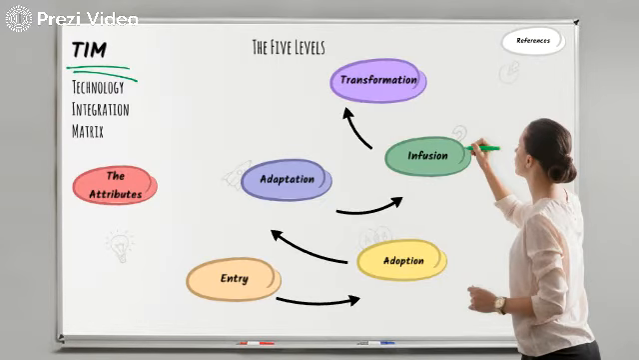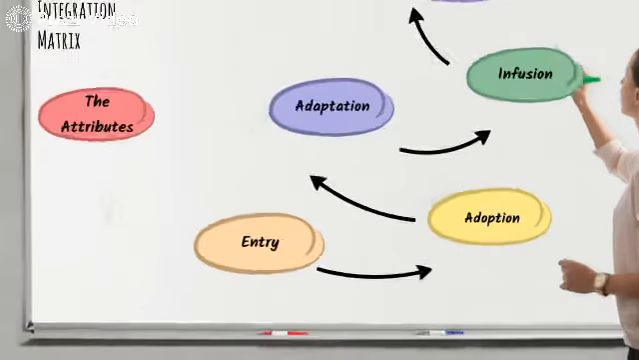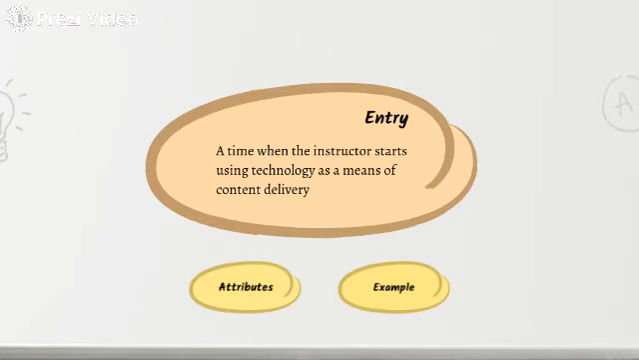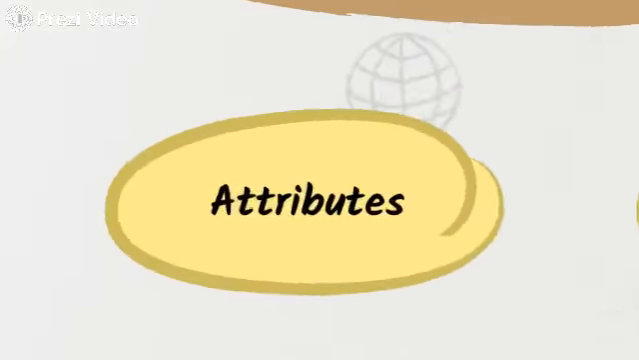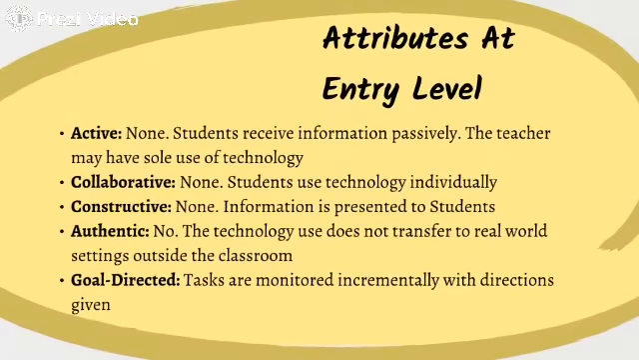The 5 levels of the technology integration matrix start at entry and progress towards transformation. Entry level is the most basic level of technology integration, with students only watching and instructors using the technology. This is how the attributes are seen at the entry level.